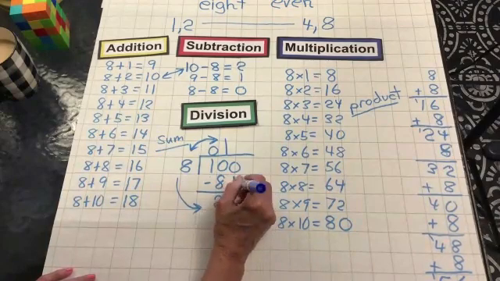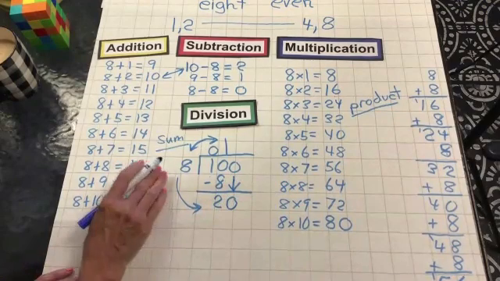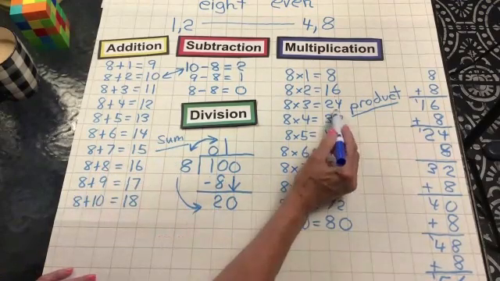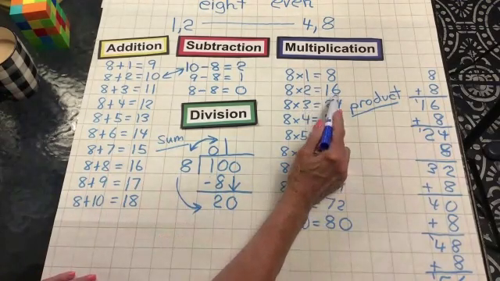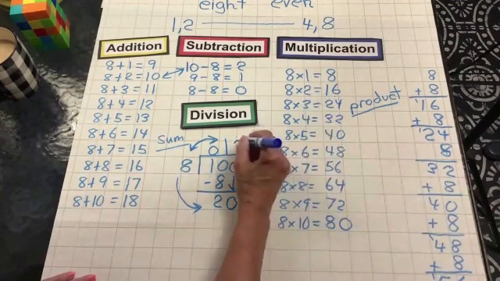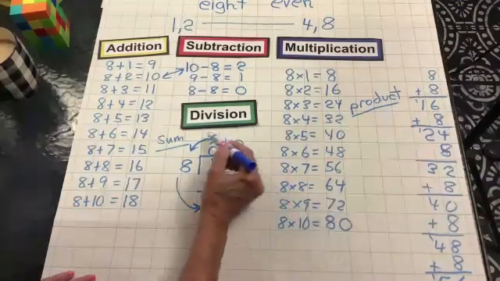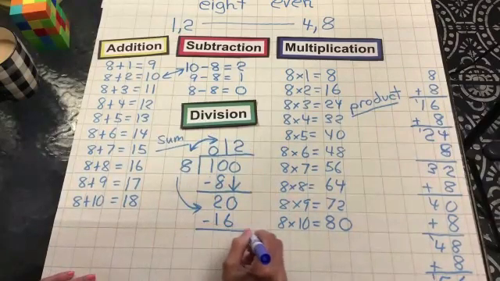So then we drop down the next number or next digit to the right. And we ask ourselves, how many times does 8 go into 20? So we look up here and there's 24. So that would be too many. It doesn't go in 3 times, but it does go in 2 times. So we're going to put a 2 up here. And then again, get into our circle. 2 times 8 is 16. We're going to subtract that out.